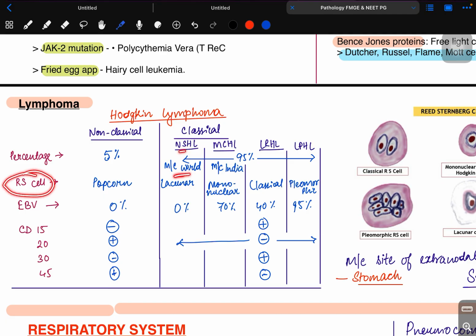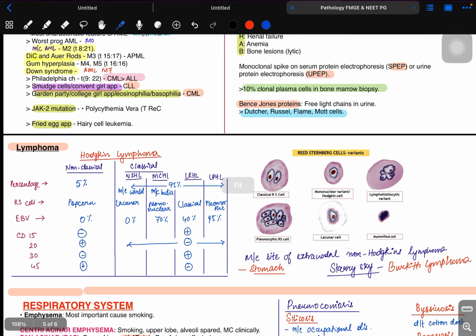RS, Reed-Sternberg cell: in non-classical, it is popcorn; in NSHL, it is lacunar; in MCHL, it is mononuclear; in LRHL, it is classical; and in LPHL, it is pleomorphic. So this is the EBV association, and CD15 is absent in non-classical, CD20 is present, CD30 is absent, CD45 is present. And it is the opposite in the others, the opposite of non-classical in classical.